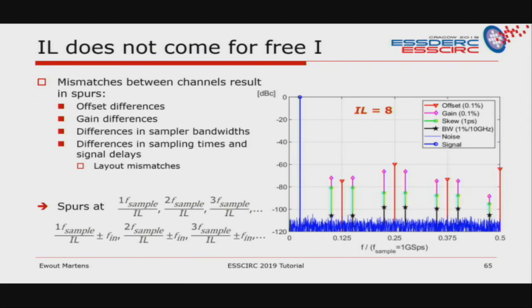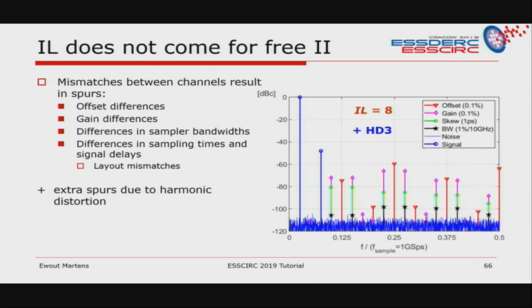It's not a free lunch, because there are always mismatches between the different channels, and all these mismatches will result in several spurs. Here is an example of that. You have a relatively low frequency input signal, and you have 8 channels, and you end up with spurs due to offset mismatches at multiples of the sampling frequency divided by 8. And around that you will have spurs due to gain mismatches, skew mismatches, and bandwidth mismatches.